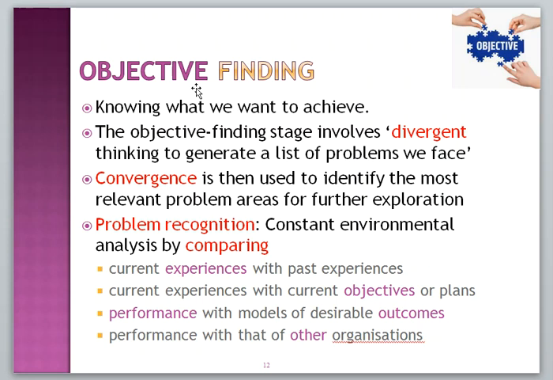Stage number one, objective finding. Now we talked about it. We start with some divergent thinking, and then we move to convergent thinking. In many situations that needs experience. We compare current experience with current objectives or plans. Also, performance needs to be scanned and compared with models of desirable outcomes. So what we did compared to what we wanted, right? So this is another area where we identify problems, areas, and objectives to deal with.